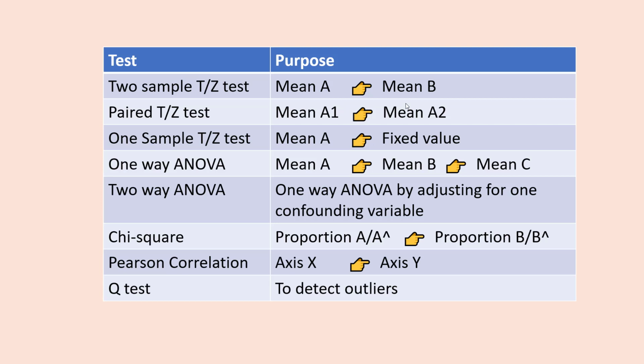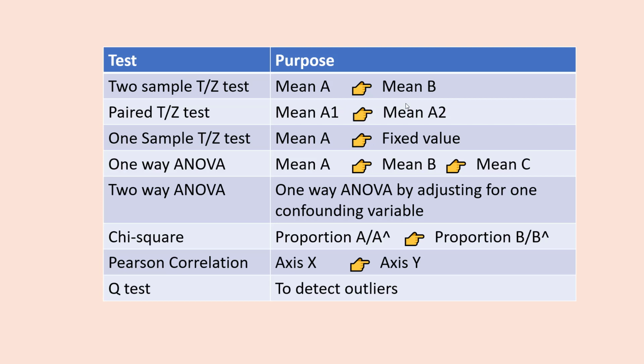Pearson correlation, you can use for two continuous variables. Generally, we plot one variable on the x-axis and the other variable on the y-axis. We need to determine the relationship between the fasting blood sugar level and the blood pressure. We can plot data on the x and y-axis and come to conclusions. Q-test, this appeared in this MCQ. We use that to detect outliers.